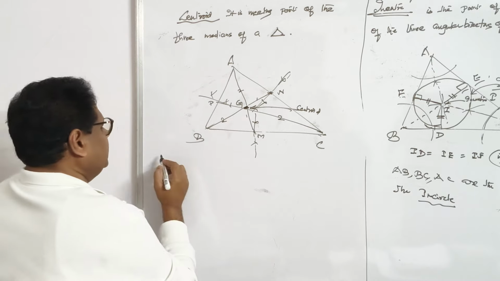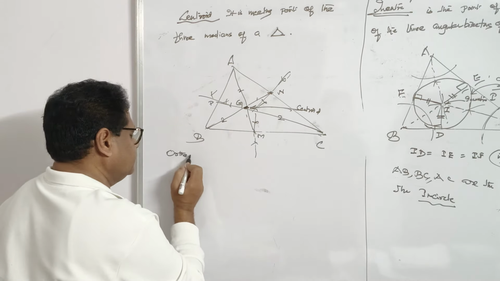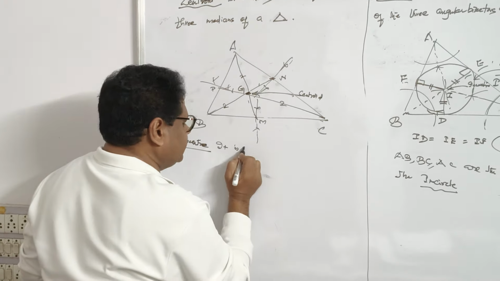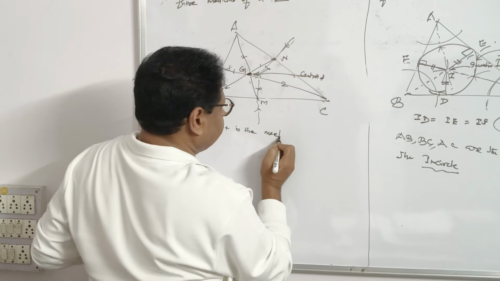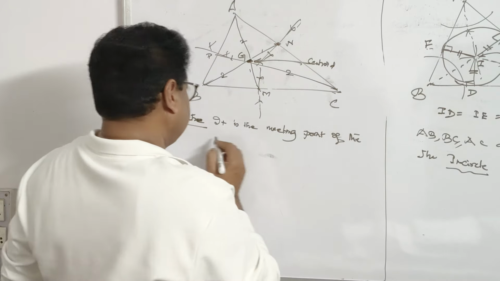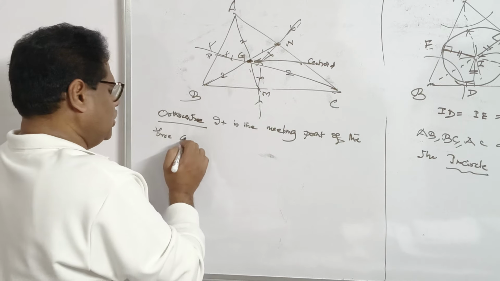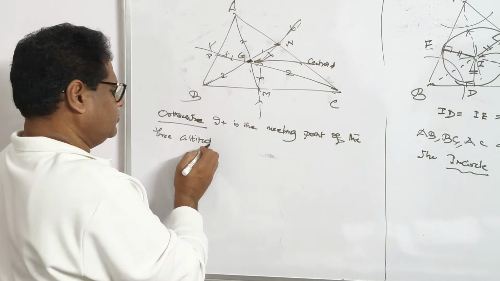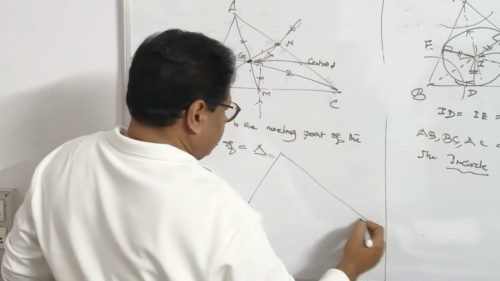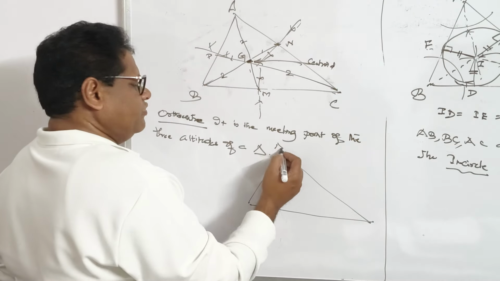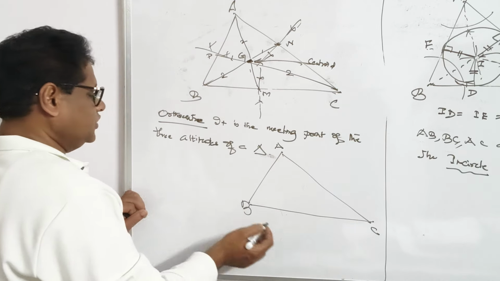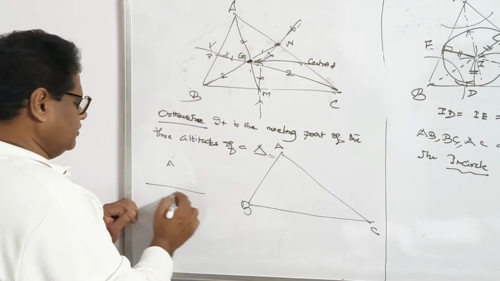Now next, let's discuss the orthocentre. Orthocentre is the meeting point of the three altitudes of a triangle. Now what is an altitude? An altitude is the perpendicular dropped from the vertex on the base. Suppose you want to drop a perpendicular from here on this. Look at this. Suppose this is the point A, this is the base BC.